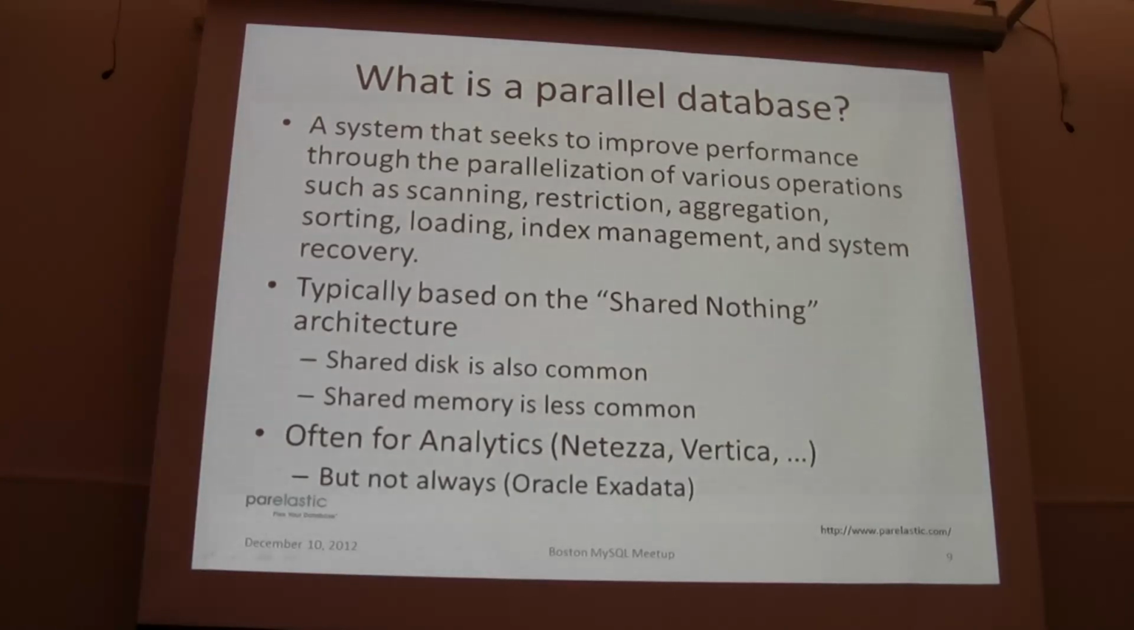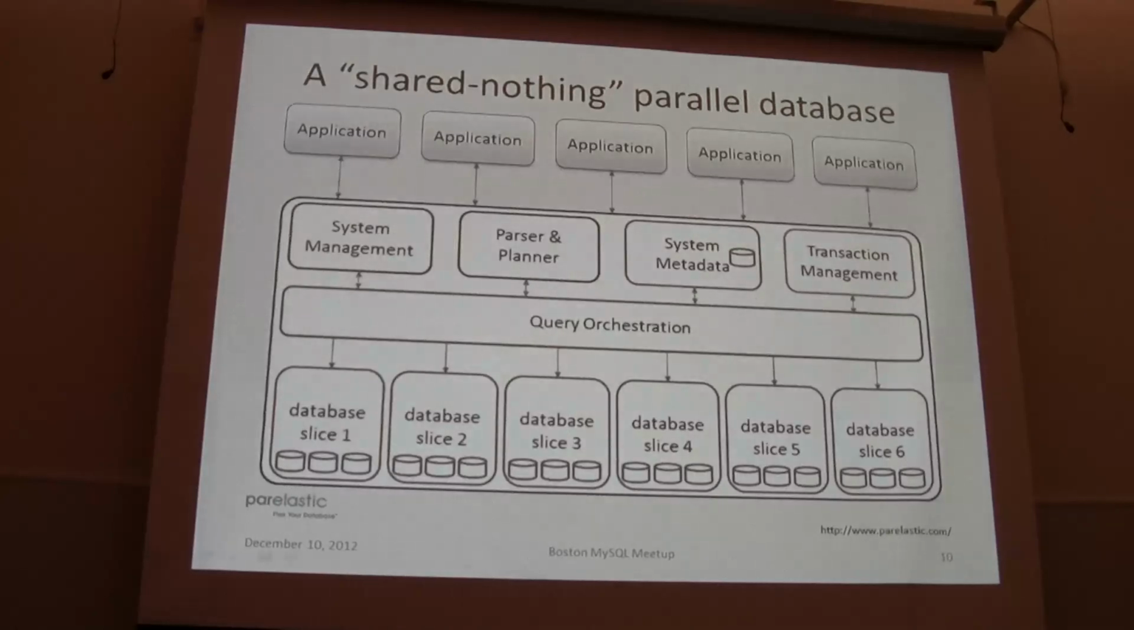So most often you see these in analytics. Netezza, Vertica, data warehousing companies. But more recently, you found Oracle Exadata going into the transactional space. So parallel databases are available in the transactional space. Exadata base price about $3.5 million last I checked. I don't have that kind of money hanging around, so let's try and see how we can do this a little cheap.